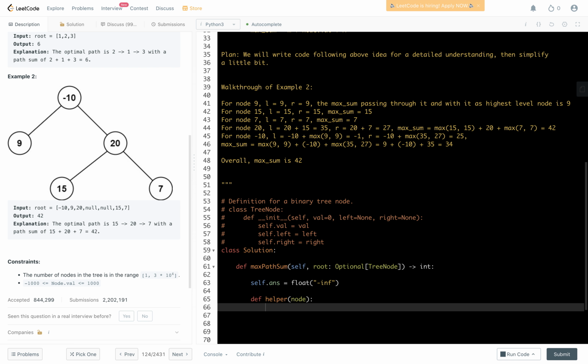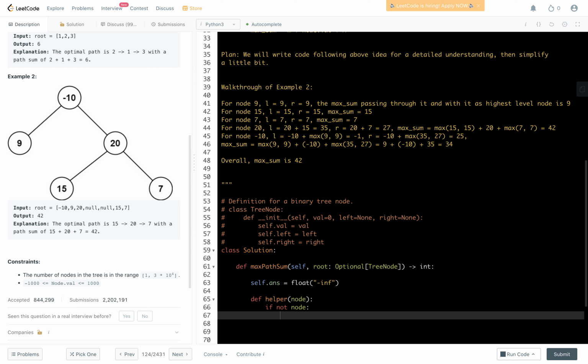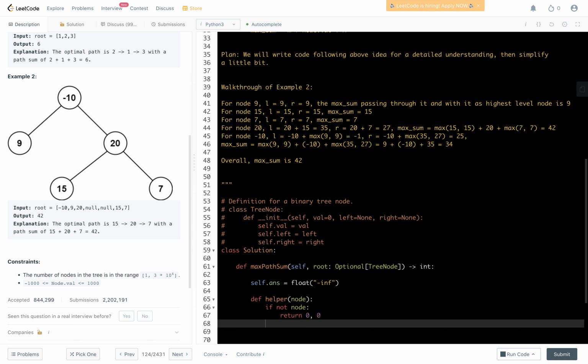Next we are going to write a helper function. We are going to accept a node, and for this node we are going to compute two pieces of information, the L and R above. First, let's consider the base case or stop condition. If not node, we are going to return 0, 0. This is natural. We have nothing, right? So we return 0, 0.